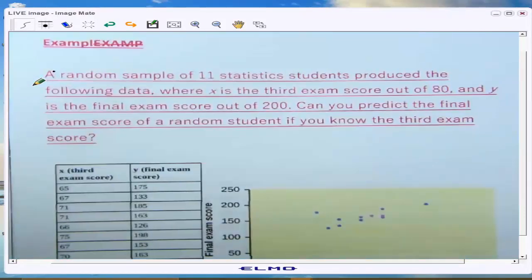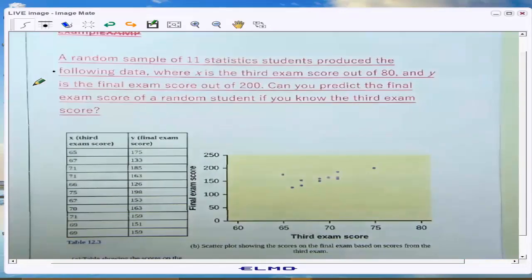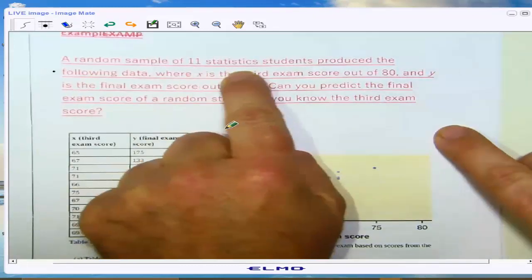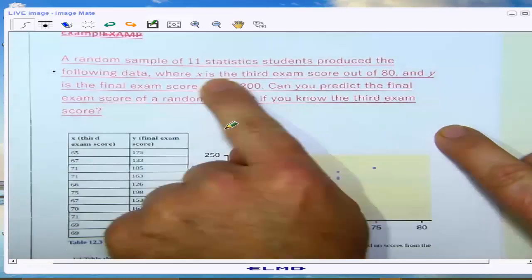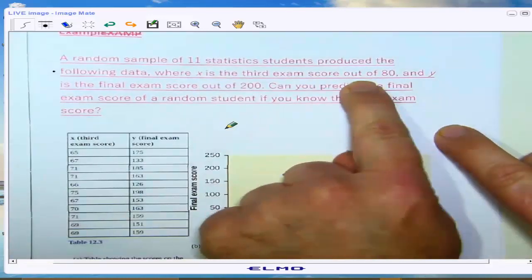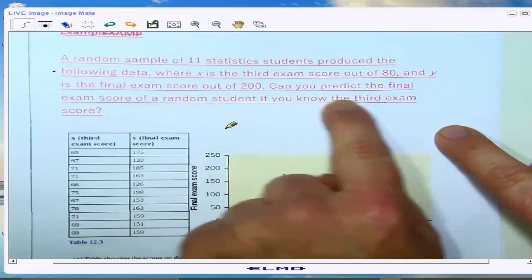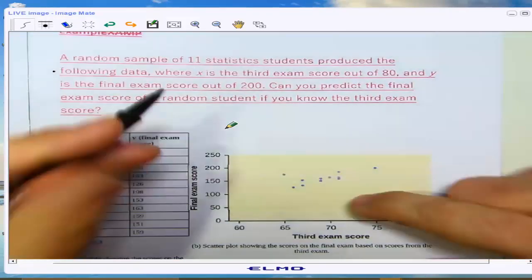Okay, suppose we've got a random sample. I hope you've got your calculators out. We'll do this together. So here we go, a random sample of 11 students produced this data down here. X is the 3rd exam score out of 80, and Y is the final exam score out of 200. So can you predict the final exam score of a random student if you know the 3rd exam score? Another question I'd like to answer is, are there any outliers?